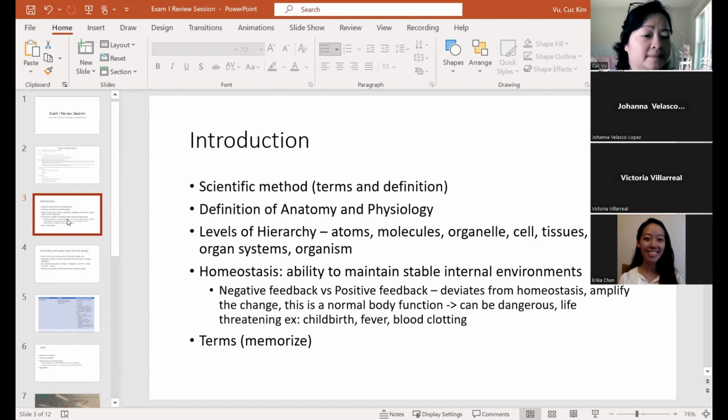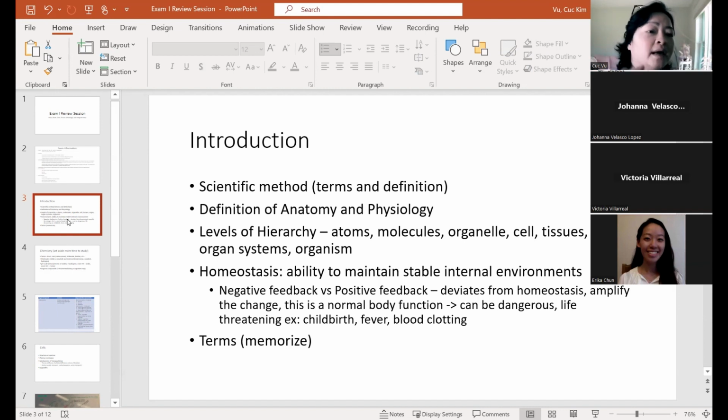Can you die from childbirth? Yes. Can you die from having a fever? Yes. Can you die from having blood clots? Yes. In all three examples, they are positive feedback because it senses a change and makes that change stronger and stronger. With childbirth, when the child's head hits the cervix, it causes oxytocin to be released. The brain senses the oxytocin and releases even more oxytocin, so it amplifies the contractions. What's the purpose of that? To pop the baby out.